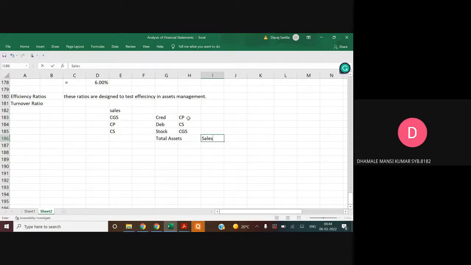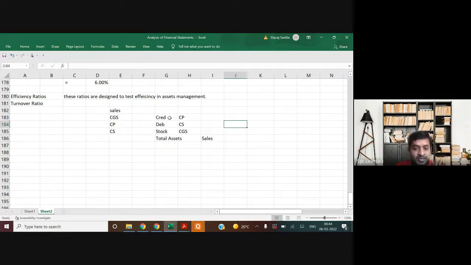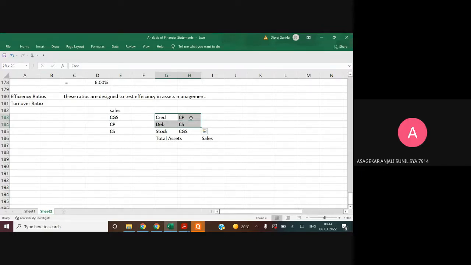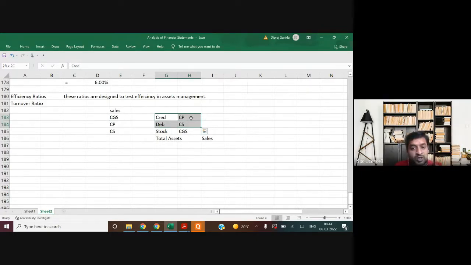Very good. Now, in the creditors turnover ratio, you have to keep in mind credit purchase. In the debtors turnover ratio, turnover means credit sale. In the stock turnover ratio, turnover means cost of goods sold. In total assets, turnover means sales.